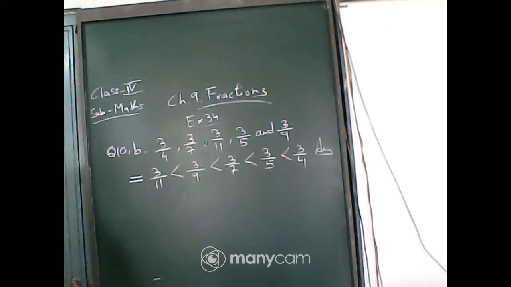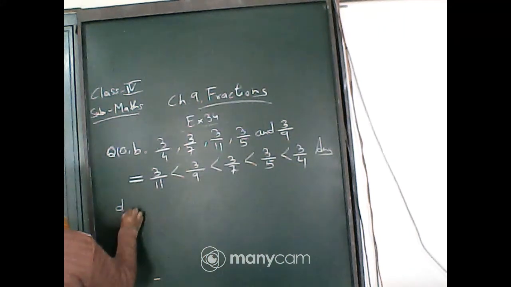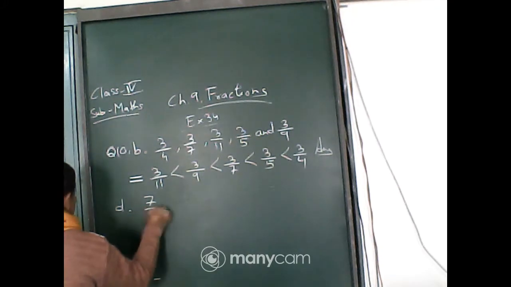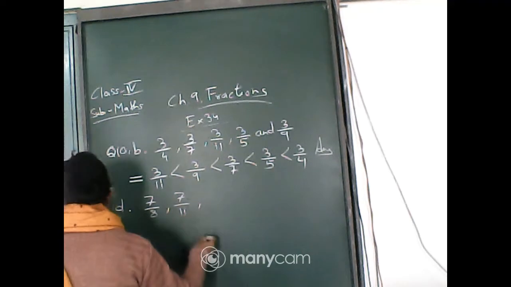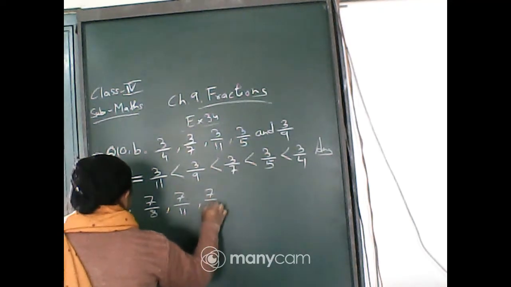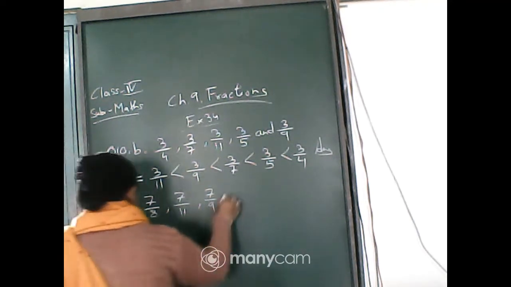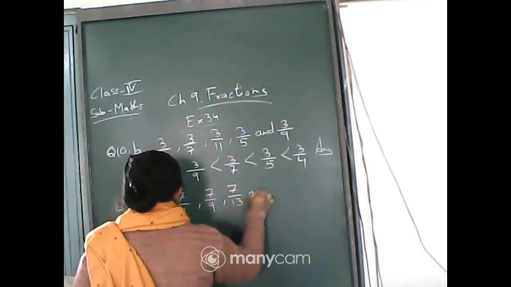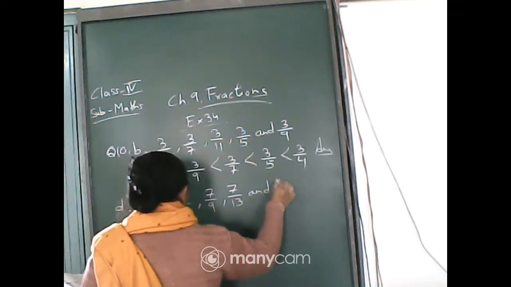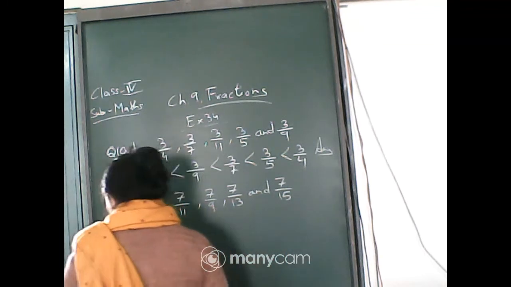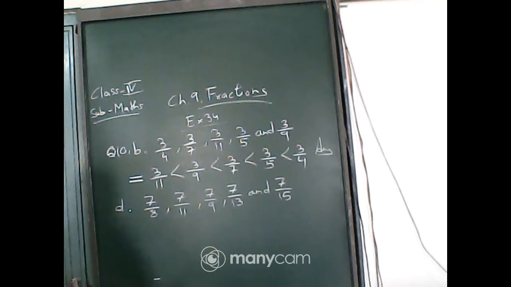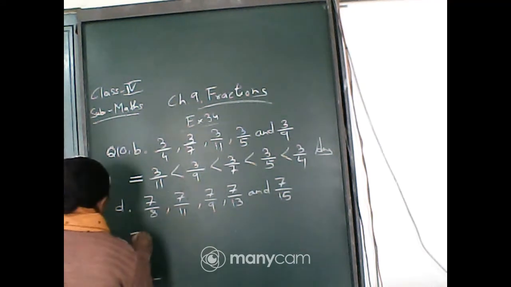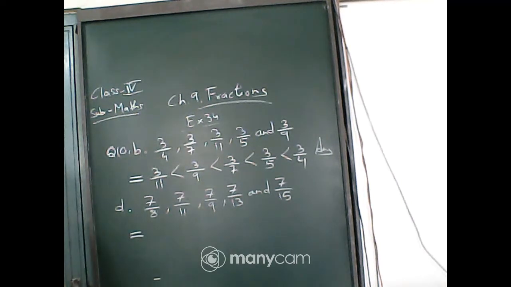Let us do number D. Number D is 7 by 8, 7 by 11, 7 by 9, 7 by 13 and 7 by 15. So here the numerators are the same. Now you have to arrange in increasing order. That means you have to arrange the smaller one and then the bigger one.